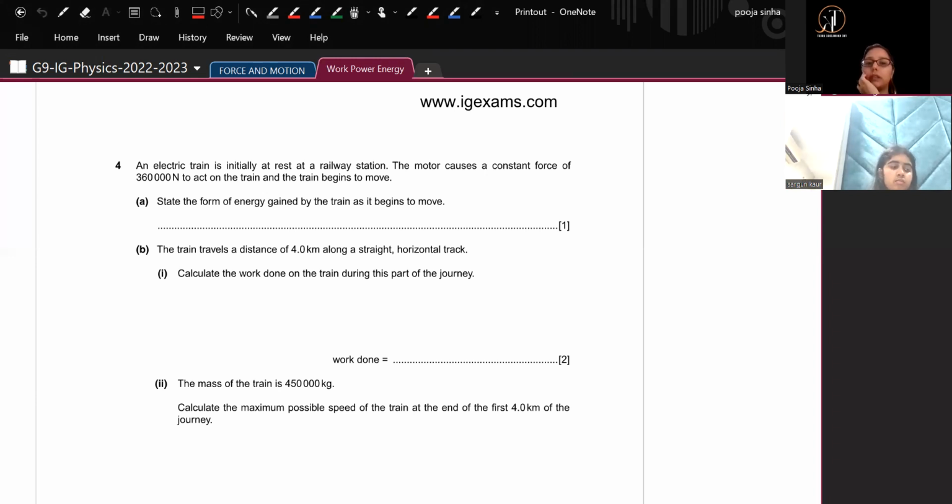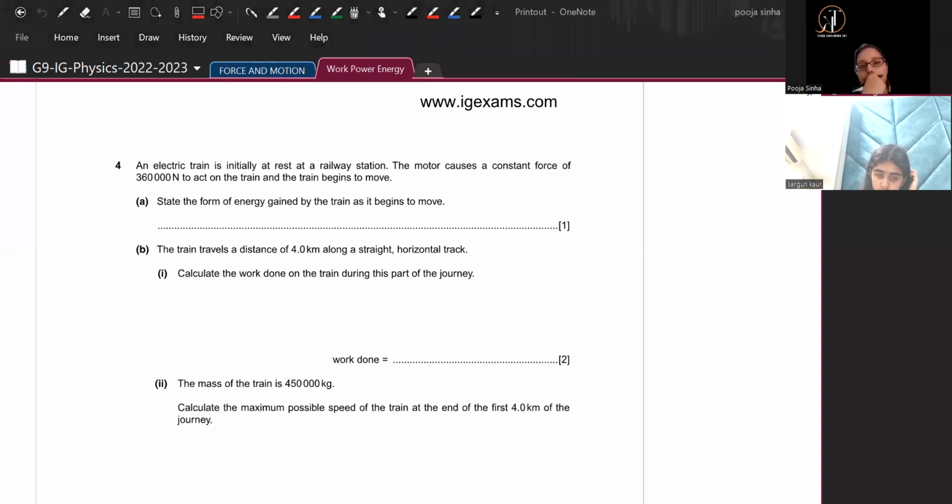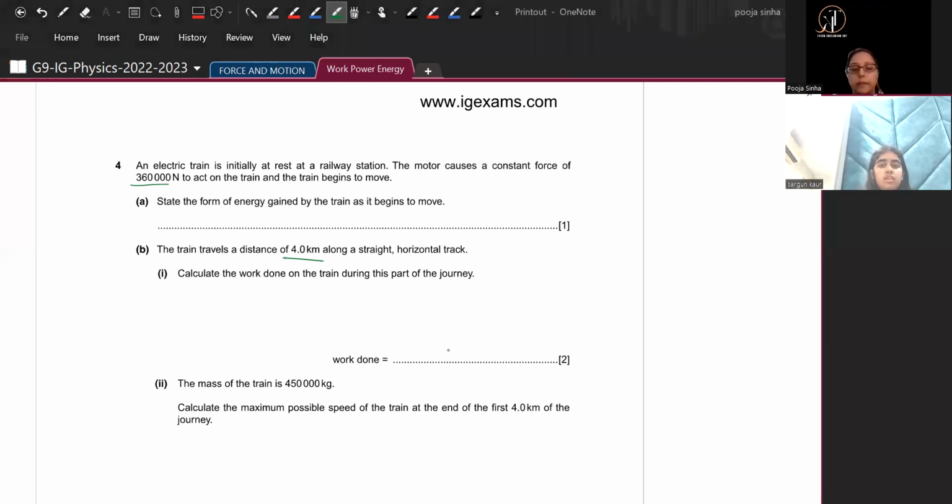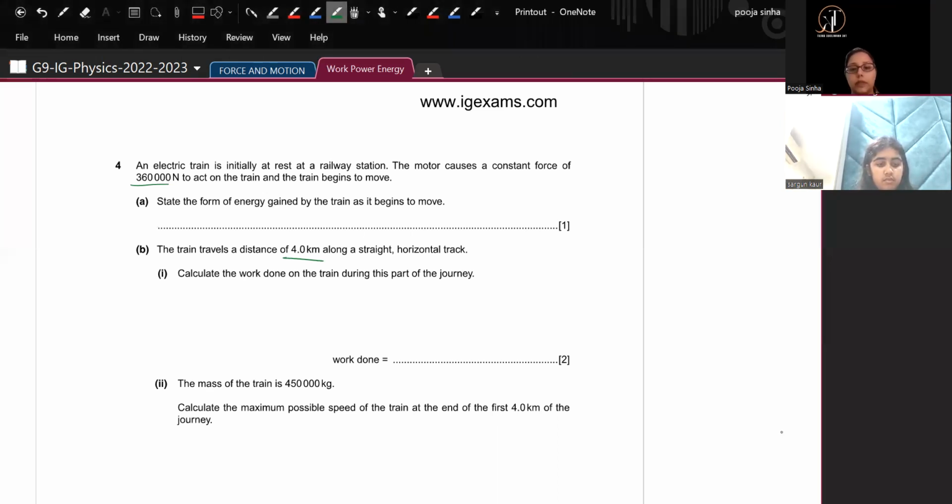The train travels a distance of 4 kilometers along the straight. Force into distance होता है work done. Okay, ठीक है. So यहाँ तो बिल्कुल straight question है. You have the force and you have the distance. निकल जाएगा आंसर. Yeah, right? Next part. अब इसका आंसर निकालो पहले आप. And then we'll move to the C part.